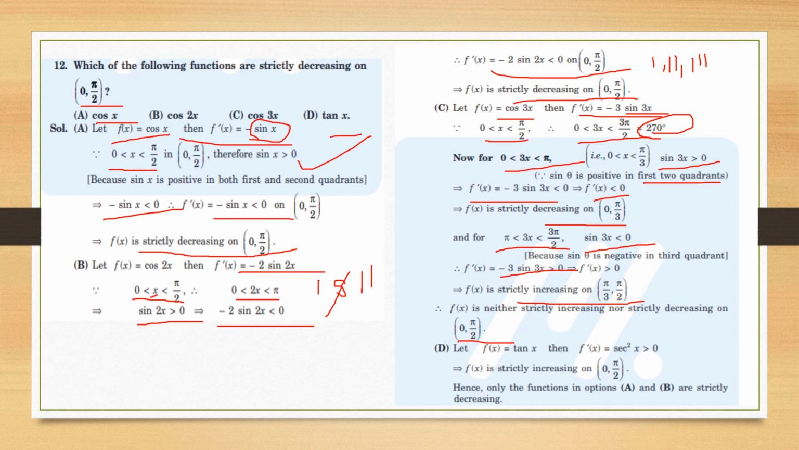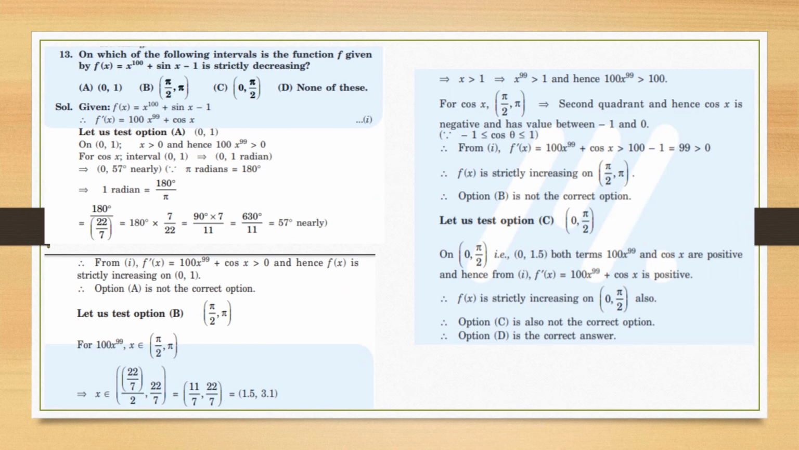Now go for tan x. The derivative of tan x is secant square x, which is always positive. Moreover, in the first quadrant all are positive and secant square is always positive. So this function is also strictly increasing. So only my option A and option B are strictly decreasing functions.